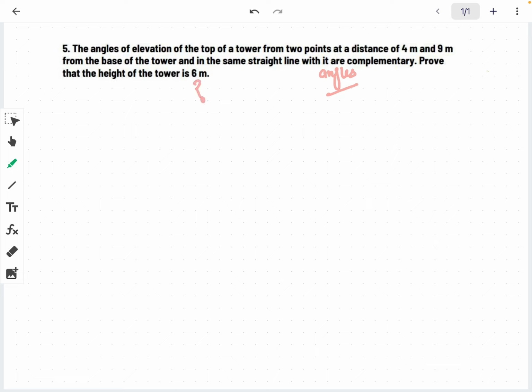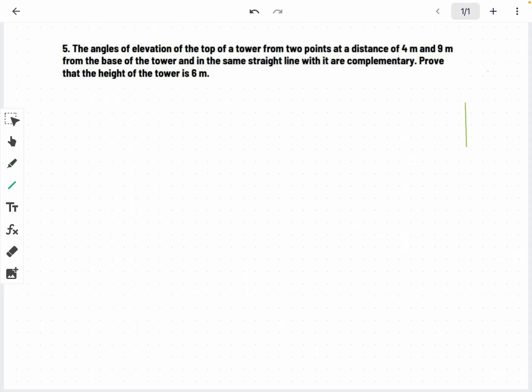So basically in this question we have to find out the height of the tower, or finally we have to prove our result that it should come 6 meter. So let's solve this question. First of all, let's make the figure.